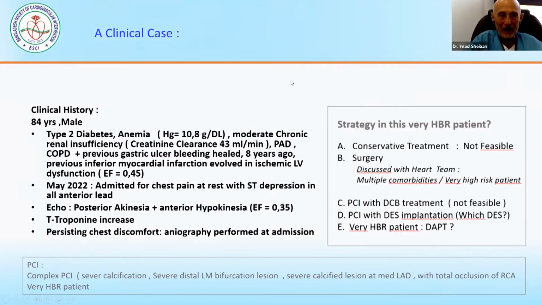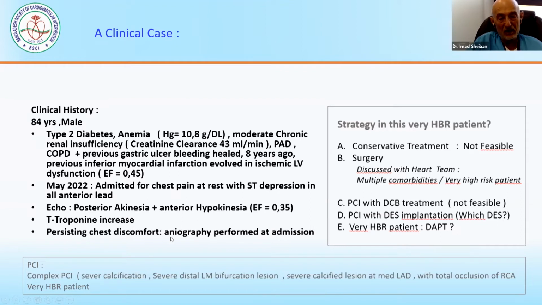Now, I'll start with a clinical case. This is the clinical history of this patient, 84 years old, type 2 diabetes, anemia, moderate chronic renal insufficiency, peripheral artery disease, and previous gastric ulcer bleeding healed 8 years ago, previous inferior myocardial infarction, and then evolved in ischemic left ventricular dysfunction. Now he has an ejection fraction of 0.45. In May, he was admitted for chest pain, ST depression in anterior leads, posterior akinesia, anterior hypokinesia, and ejection fraction was 0.35.